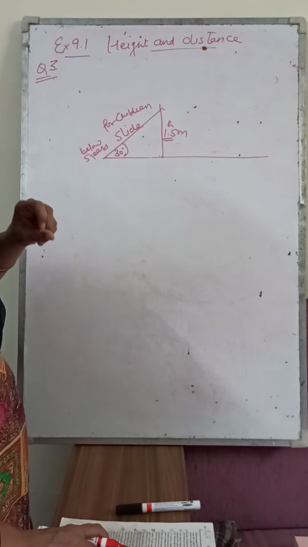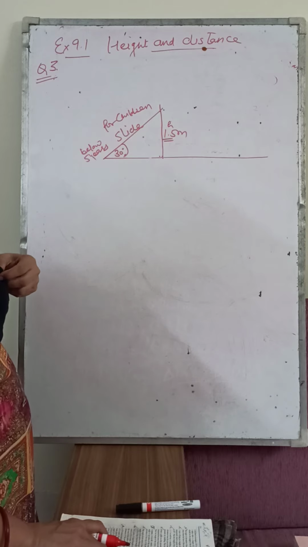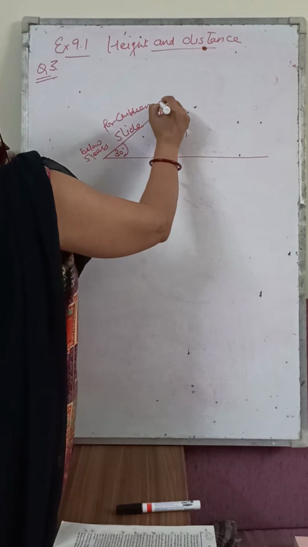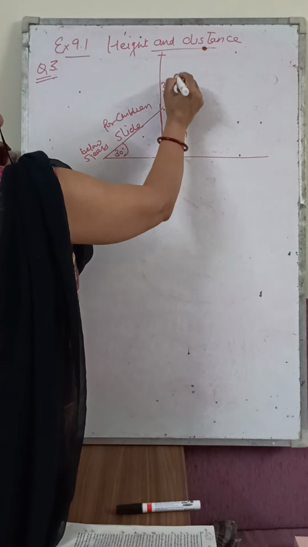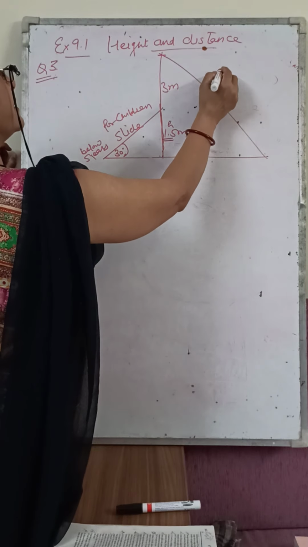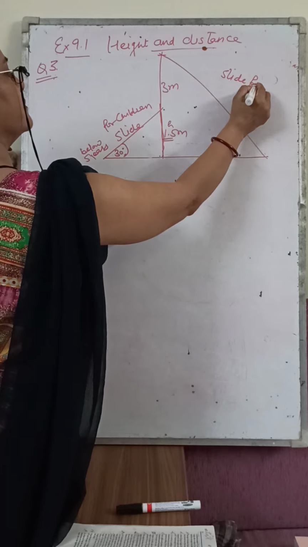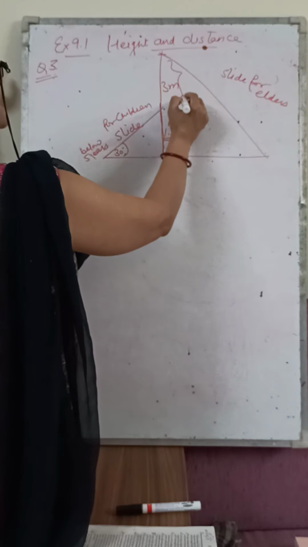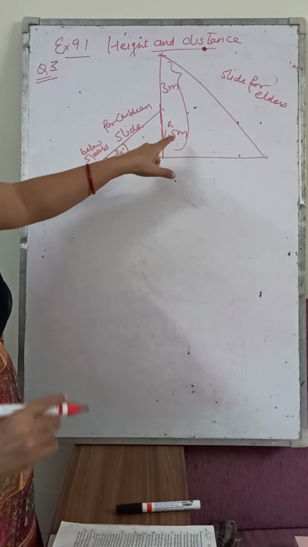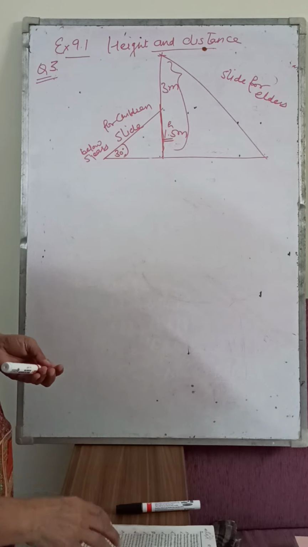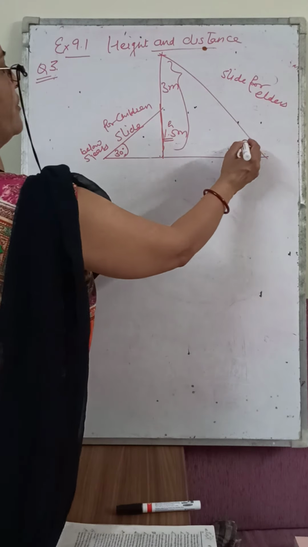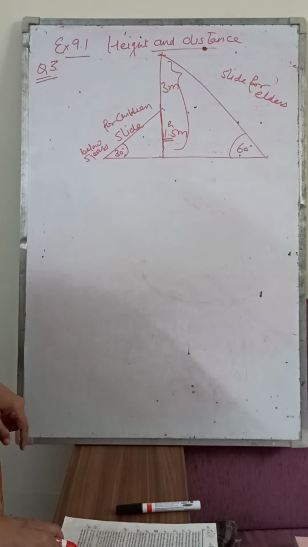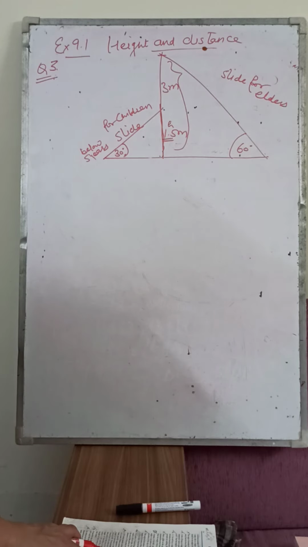Whereas for older children, she wants to have a steep slide at a height of 3 meter. This is slide for elder. So for this, height is 3 meter. Clear? And at a height of 3 meter and inclined at angle of 60 degree. You have this slide at angle of 60 degree. What should be the length of each slide?